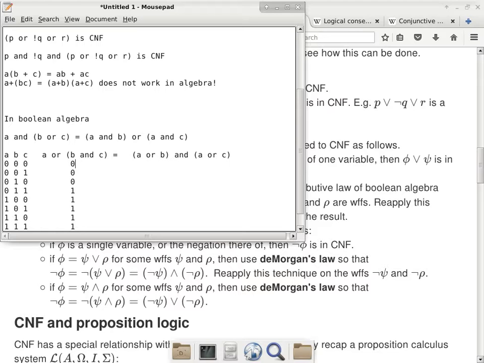Are there any questions about the truth table up to this point? Questions? This is all good?